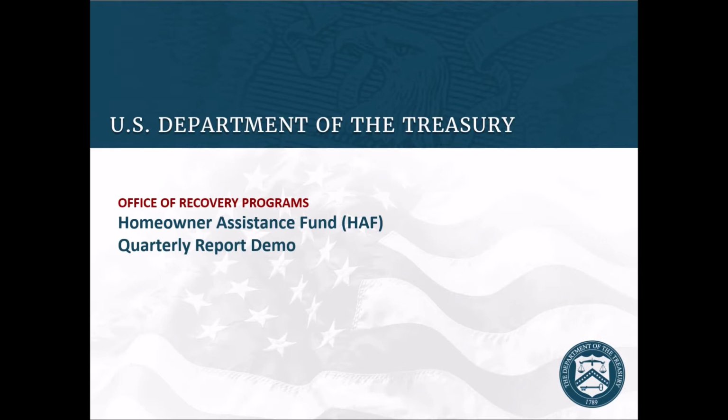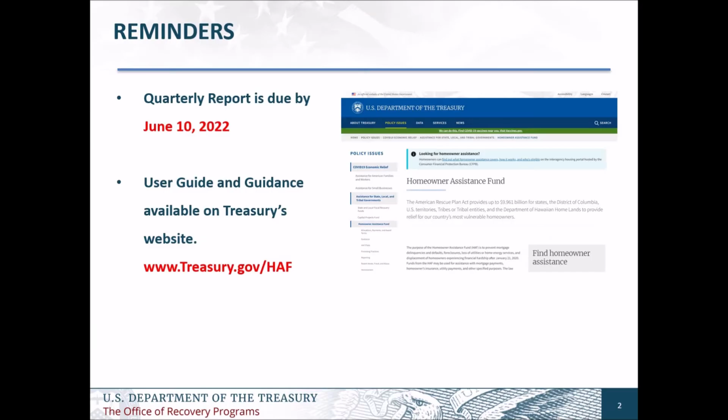But before we get into that, a quick reminder about HAF reporting. First, the first quarterly report for the HAF program is due by Friday, June 10th, 2022. In addition to information in this video, you'll also be able to find the user guide for this report, as well as the HAF program's reporting guidance available on Treasury's website. The link for the website is www.treasury.gov/HAF. We highly encourage you to visit the resources on our website in addition to viewing this video.